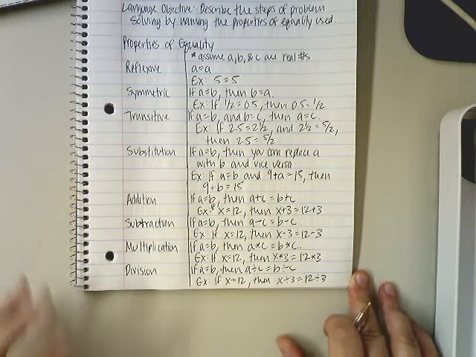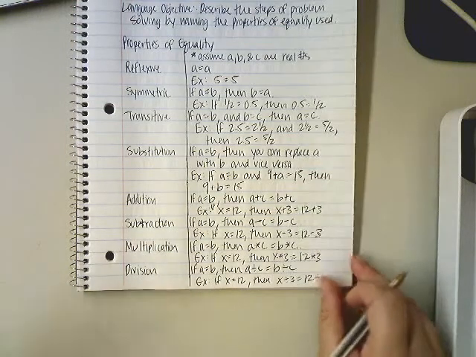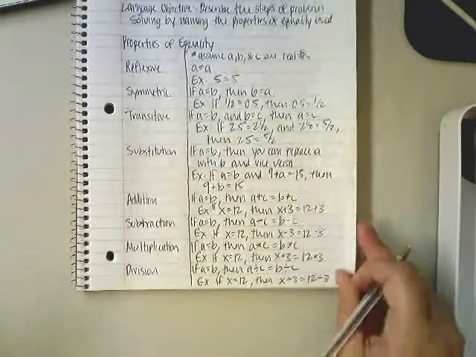When we're solving in the next examples, we're going to label these different properties as we use them, but here they are with definitions and examples for your use. All right, so now let's do an example of solving a multi-step equation using some of these properties.